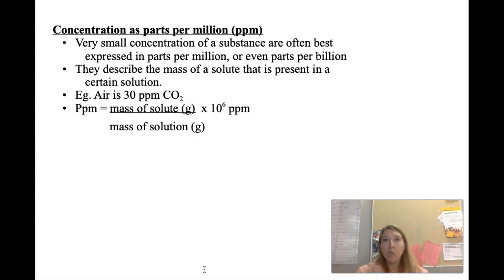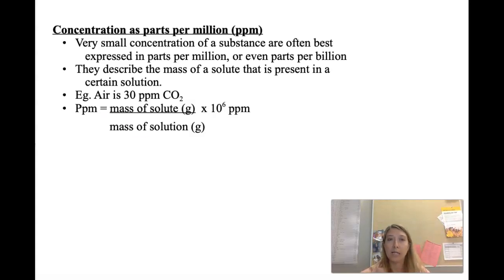Generally we use PPM for small concentrations. So our equation is PPM is equal to the mass of solute over the mass of the solution, both in grams. This is the same as what we saw for percent, but now we're going to times by 10 to the 6. Why 10 to the 6? Because that's 1 million. If we're trying to find parts per million, we need to times by a million. So we're going to times it by 10 to the 6 ppm, and that is going to give us an answer in terms of ppm.